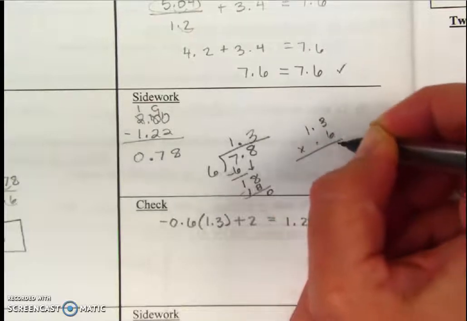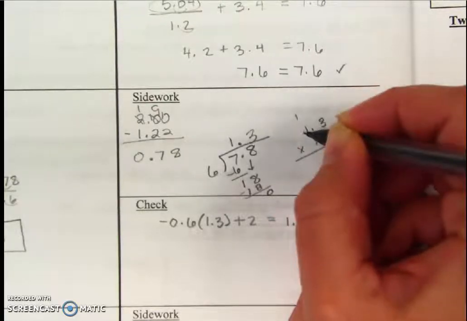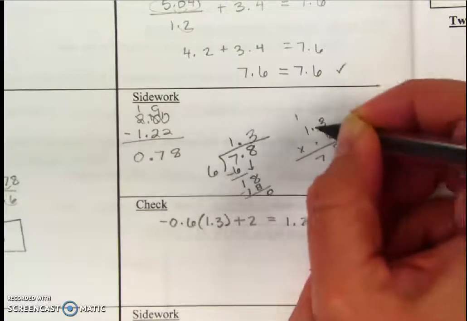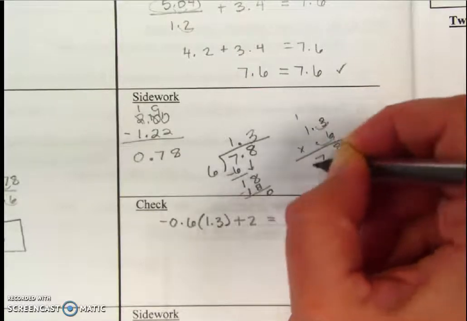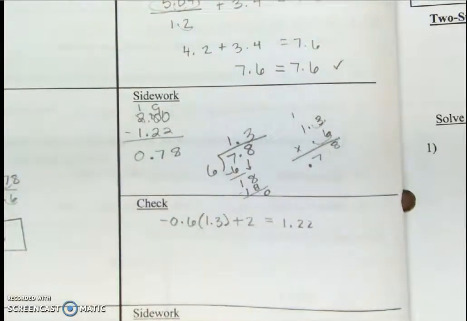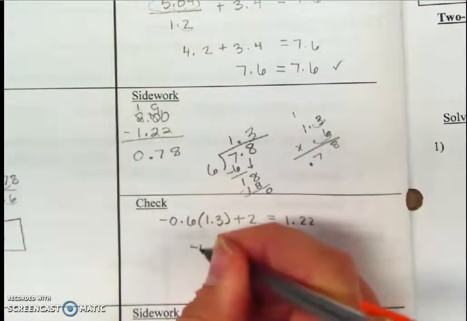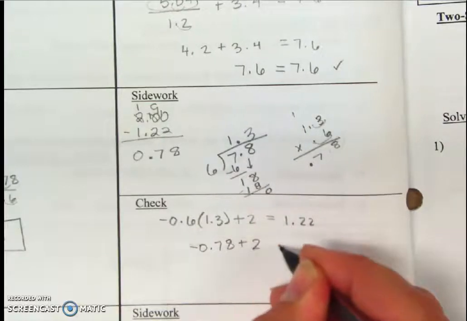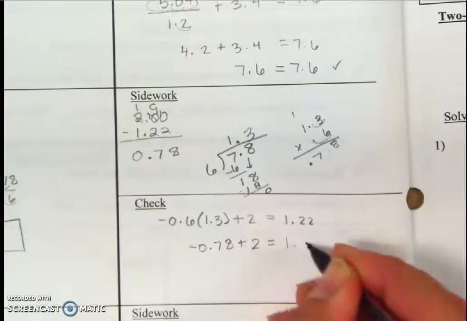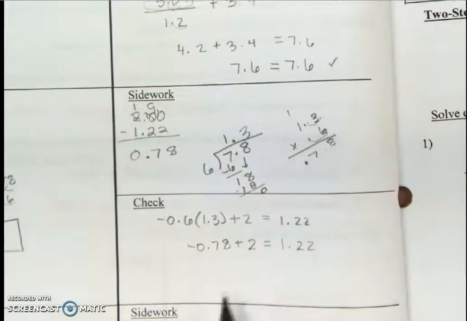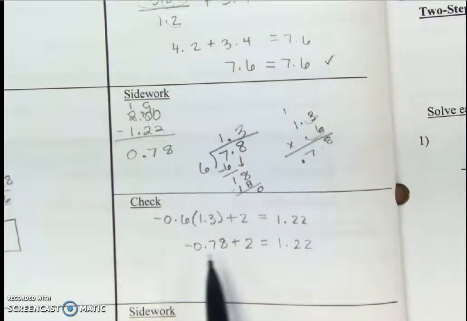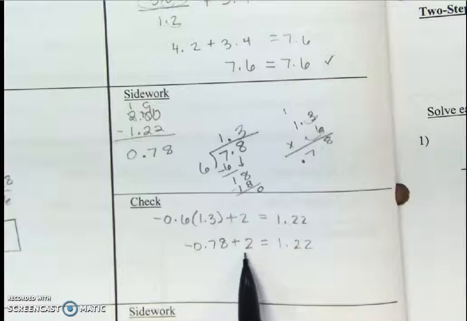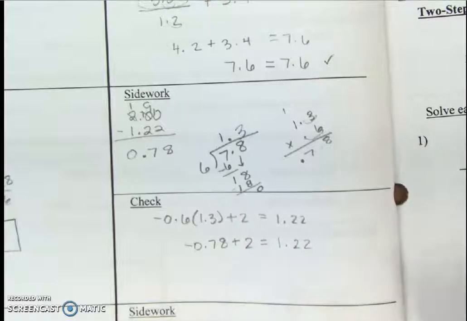6 times 3 is 18. 6 times 1 is 6, plus 1 is 7. Swoosh, swoosh, swoosh, swoosh. So that decimal is going to go in front. So we would have negative 0.78 plus 2, and hopefully that'll come out equal to 1.22. Now again, do I have more positives or more negatives? Well, I have more positives this time, and so I'm going to write that number first.